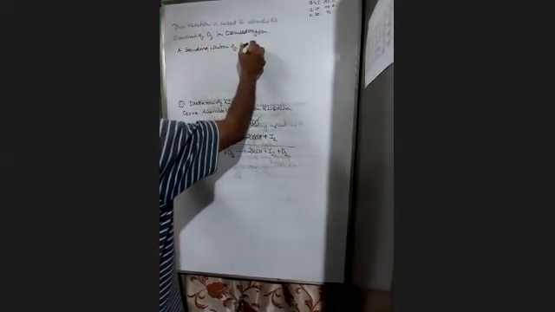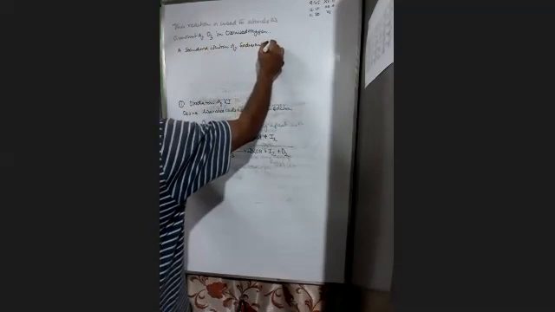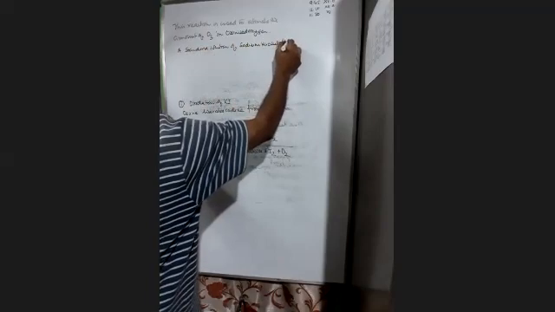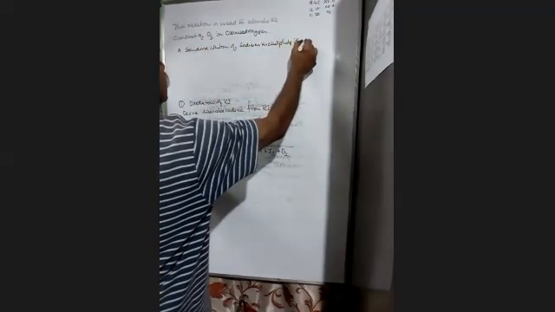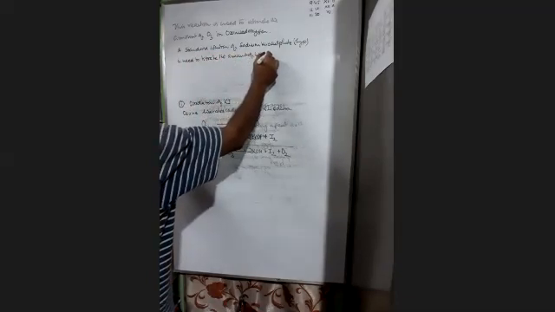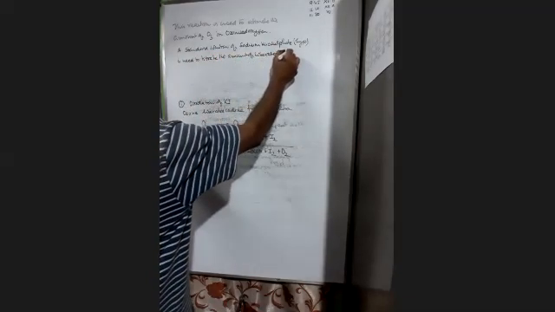A standard solution of sodium thiosulfate, we call it hypo, is used to titrate the amount of liberated iodine. I'll do it and I'll explain to you.